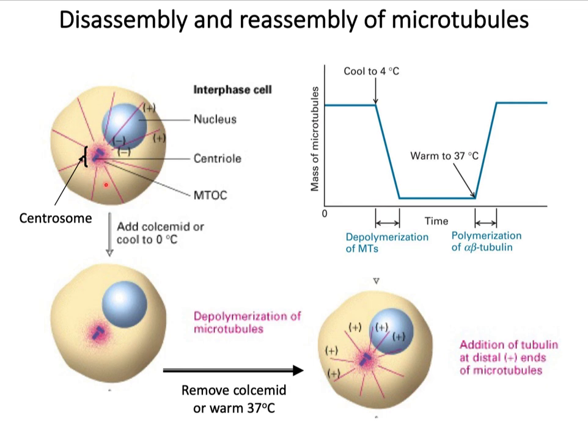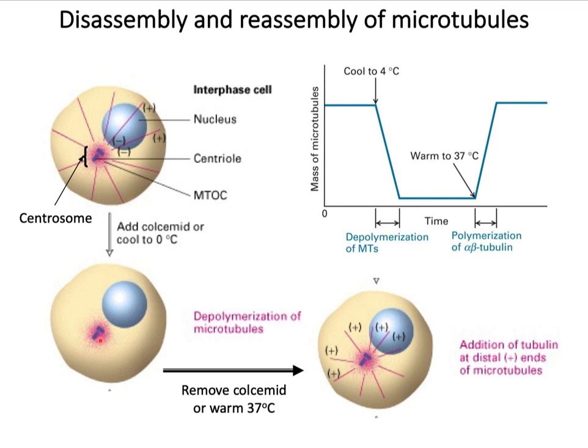If you take an interphase cell, here is your center of the microtubules, and here is the organizing center. You can cool those cells to 0 degrees, or you add a drug known as colcemid. The microtubules will depolymerize. Eventually, all of those microtubules in the cell will depolymerize, as shown here. Here is your existing microtubule organizing center.